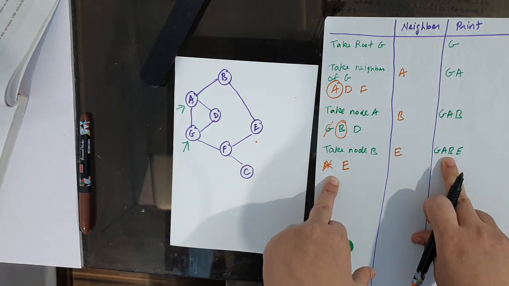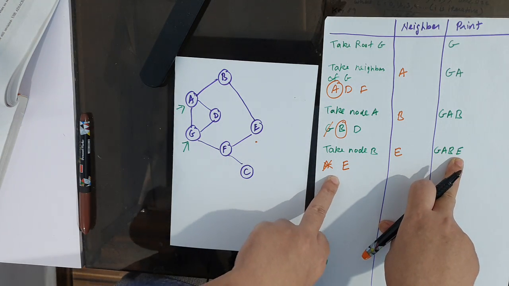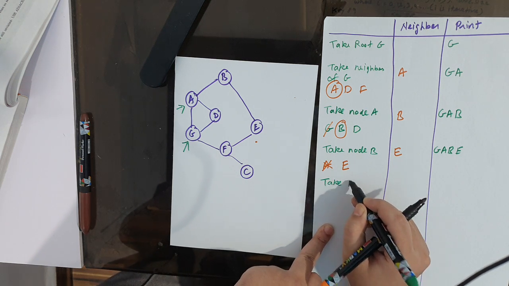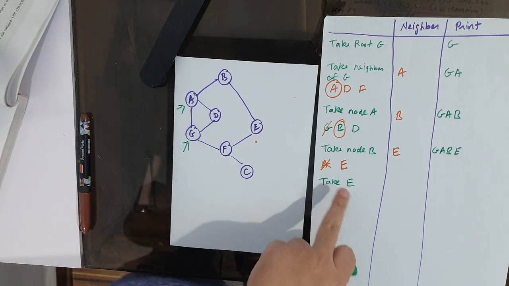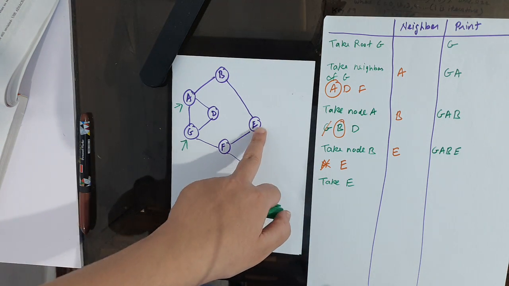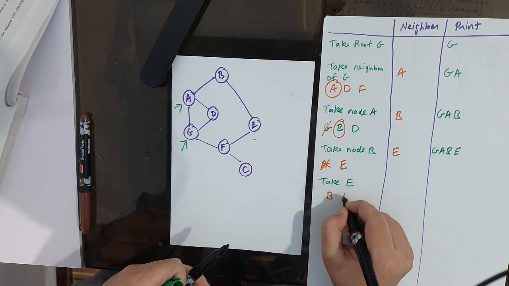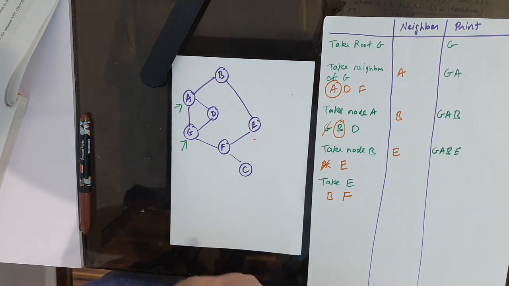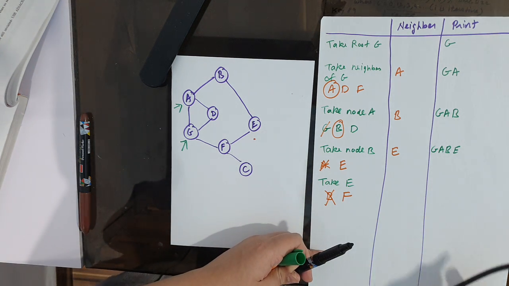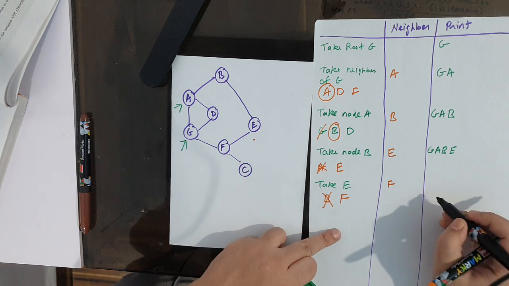Now once B is done, we have to take the next node, and the next node which we have taken is E. So we will be taking E. Find the neighbors of E. Over here we are. So what are the neighbors of E? It's B and F. So I'll write over here B and F. B is visited, so we don't require it. We have only one option, that is F. So we'll just mention F and we will print it to the list.